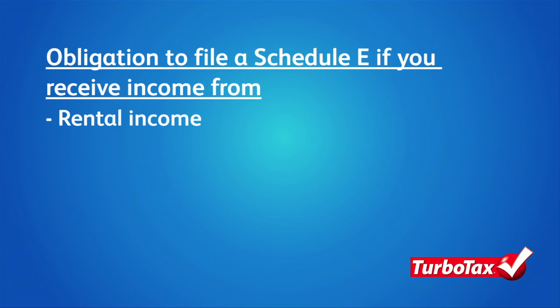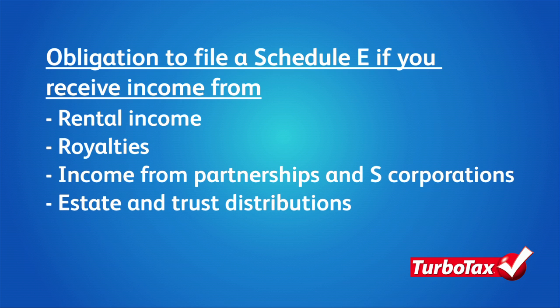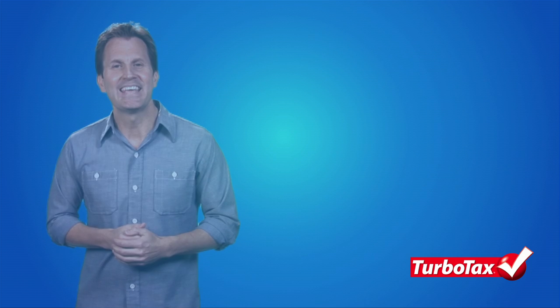sources: renting real estate, royalties, interest in partnerships and S corporations, and distributions received from an estate or trust, as well as from certain mortgage investments. Taxpayers commonly use the Schedule E to report the income they earn from renting out a house or even a room in the home that they reside in.